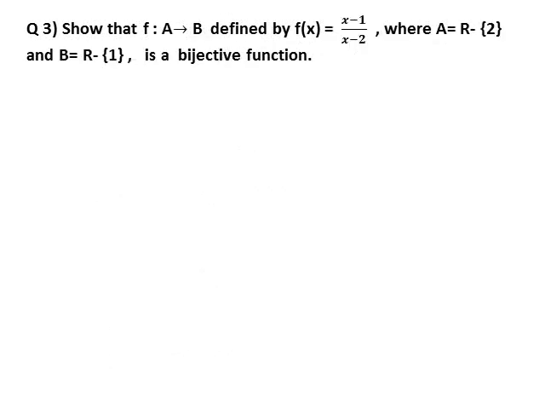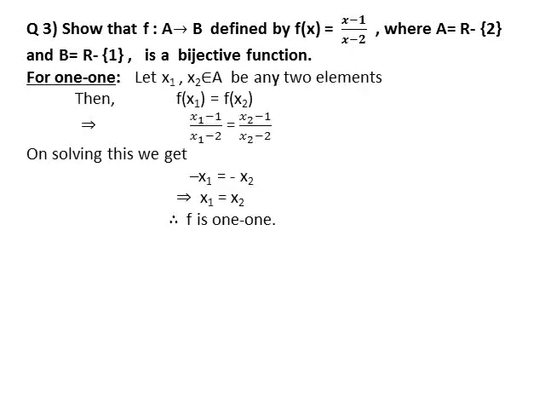Take another example. Show that f mapping from set A to set B defined by f(x) equals (x minus 1) upon (x minus 2) is a bijective function. For bijection, we need to check that given function is one-one and onto both. First check one-one. Let x1, x2 be any two elements of set A. Then f(x1) is equal to f(x2). Implies that (x1 minus 1) upon (x1 minus 2) equals (x2 minus 1) upon (x2 minus 2). On solving this, we get x1 is equal to x2. Therefore, f is one-one.